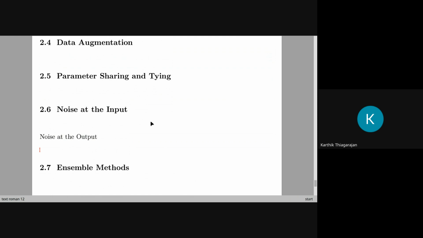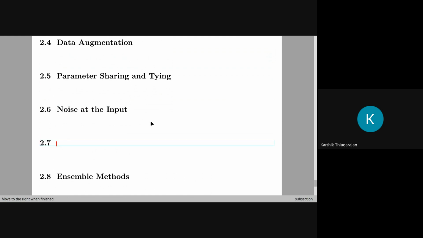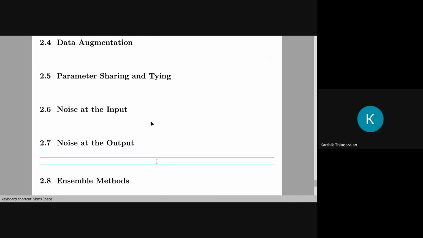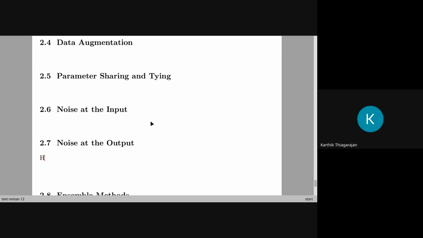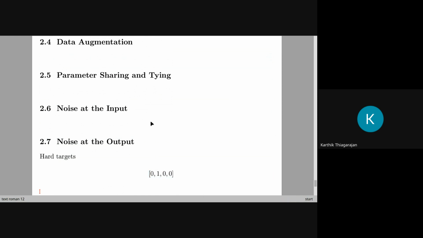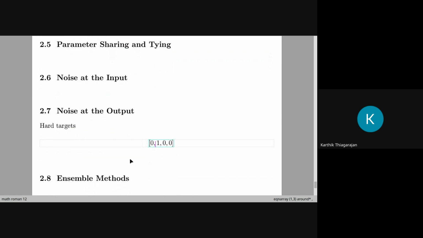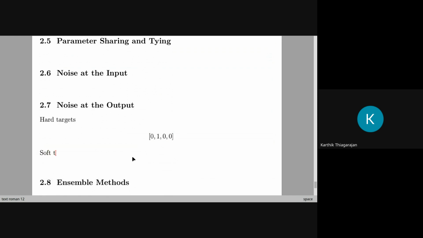For noise at the input, you add some noise. Noise at the output is if you take up a classification task. Instead of having a hard target, what is a hard target? If you're having a 4 class classification problem, your label vector will be a one hot vector like this. This is a hard target where one of these values is exactly 1, rest are all 0. So you kind of make it soft by adding some noise. Soft targets will look like this.